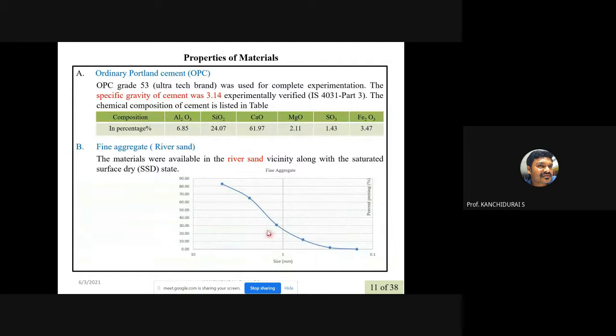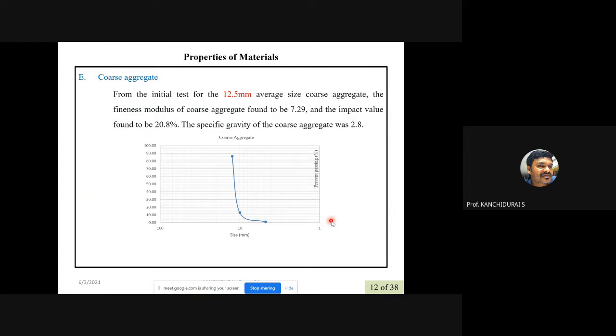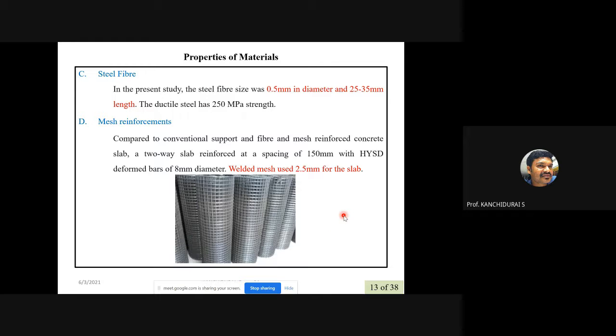Here are the materials which I have used: ordinary Portland cement and fine aggregate, with a grading of 1 mm and 1 to 2 mm, in terms of percentage passing. And the coarse aggregate is of average 10 mm size, and it produced an impact value of 20.8%.